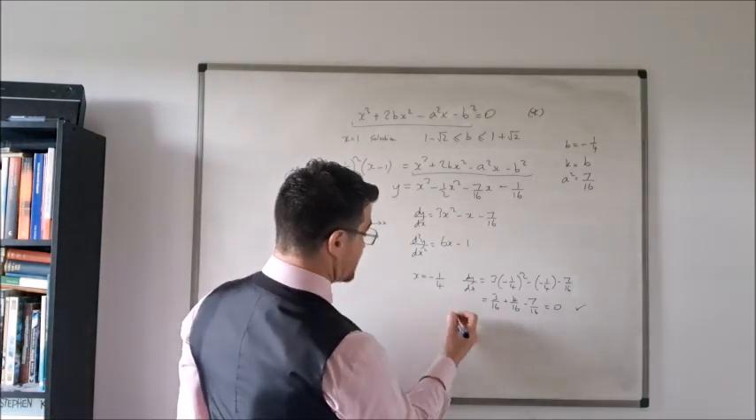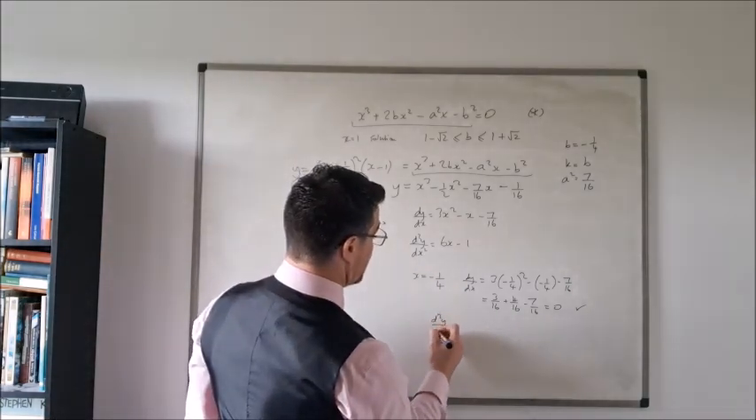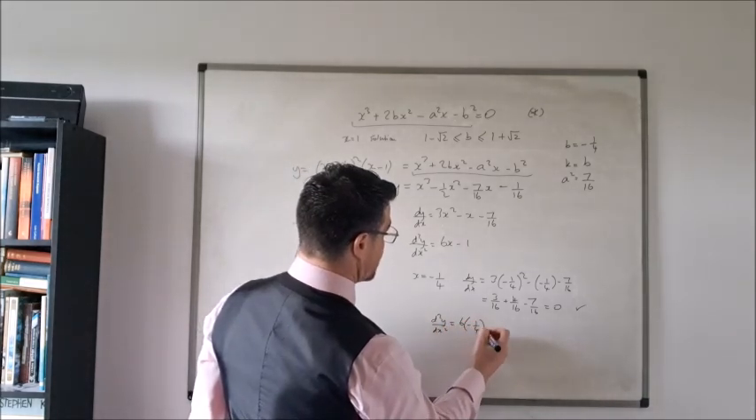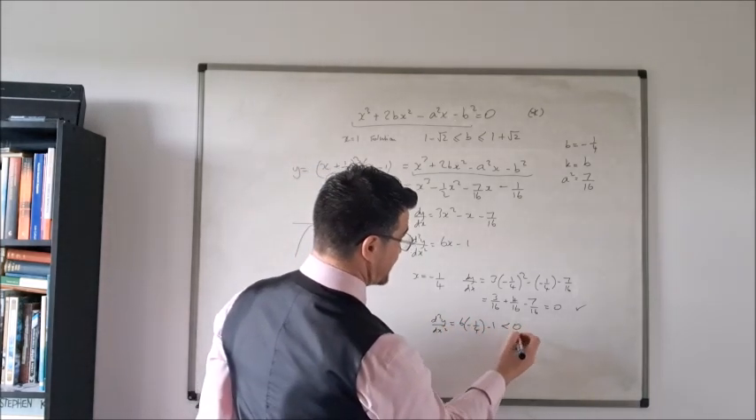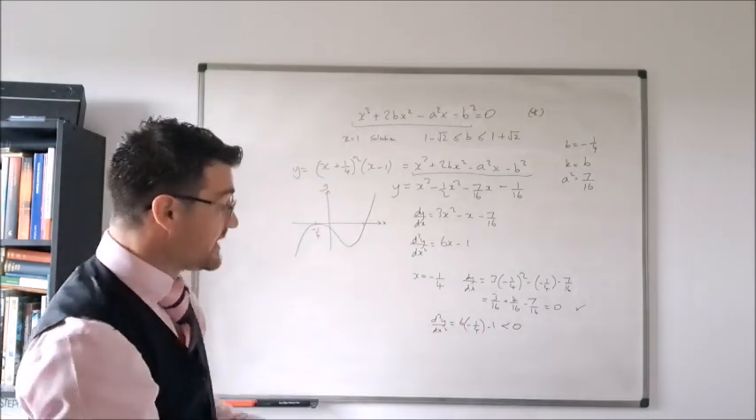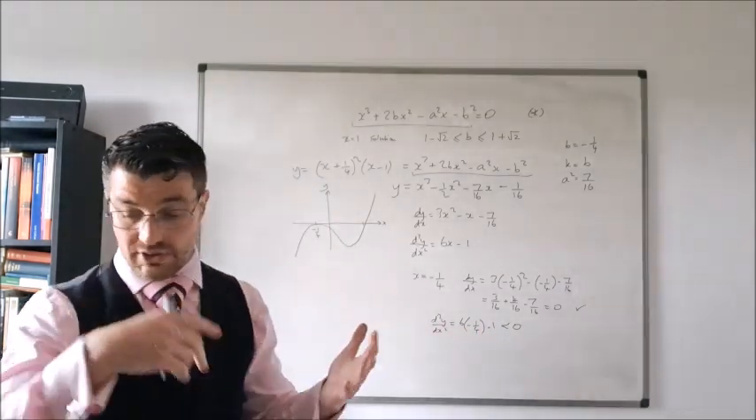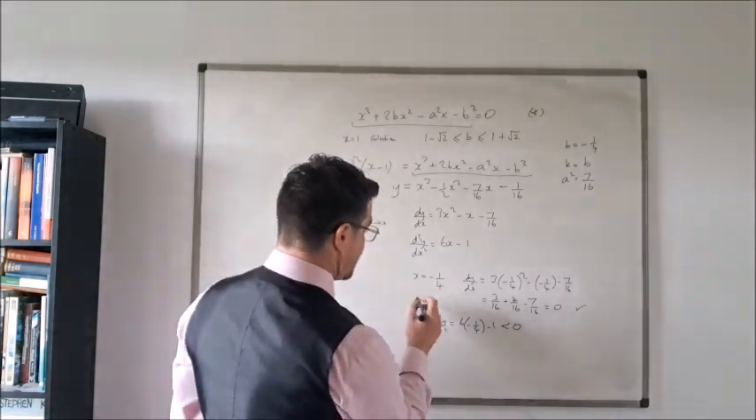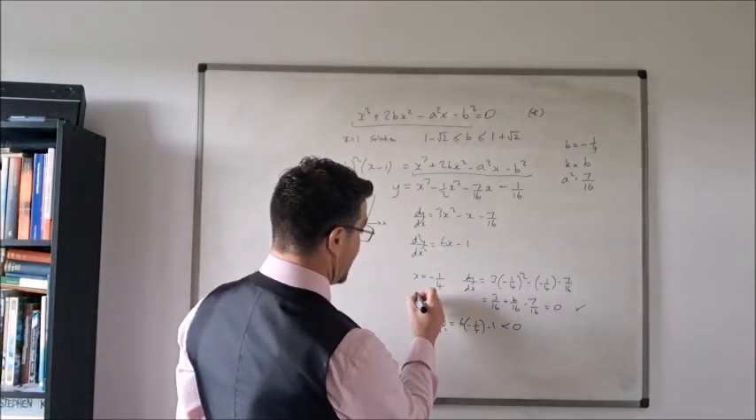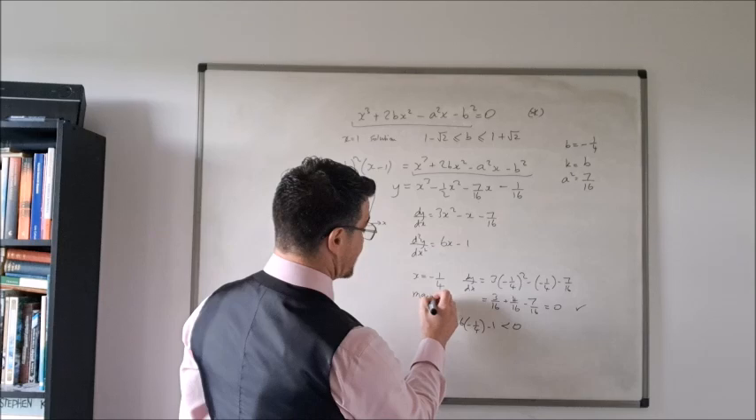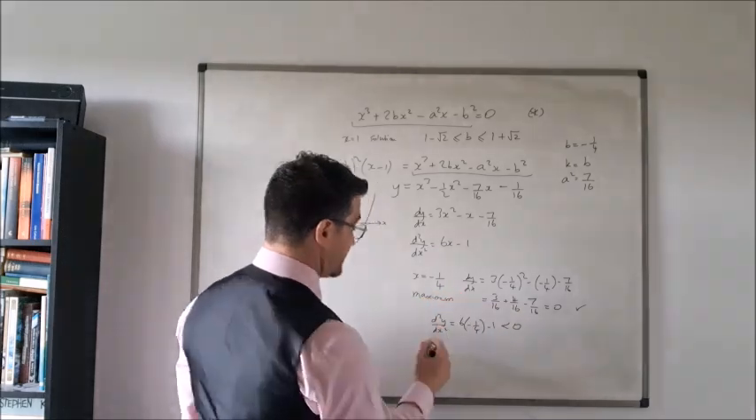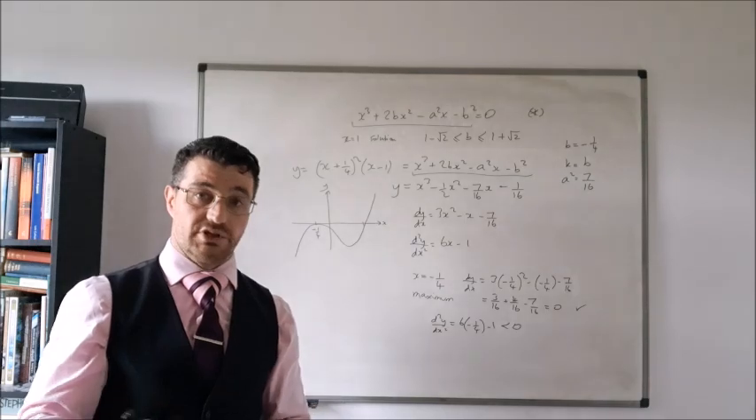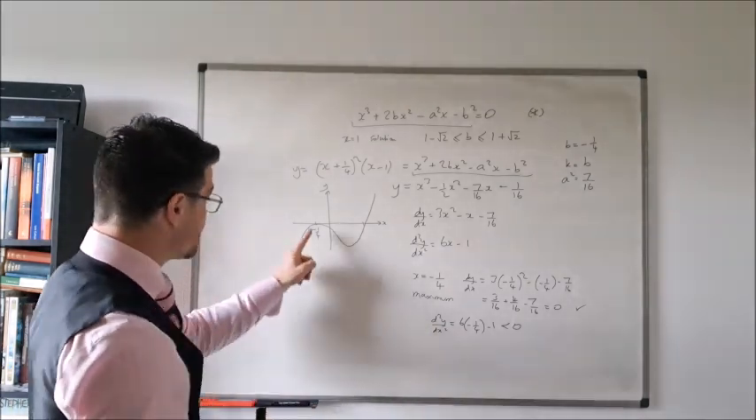Okay, so when x equals minus a quarter, d2y by dx squared is going to be equal to 6 times minus a quarter minus 1, which of course is less than 0. I don't care what the specific value is, I just care whether it's greater than 0 or less than 0. What does this tell me? This tells me that x equals minus a quarter is a local maximum value, right? The second derivative is less than 0, which indicates the presence of a local maximum value, which is exactly what we see from the diagram.